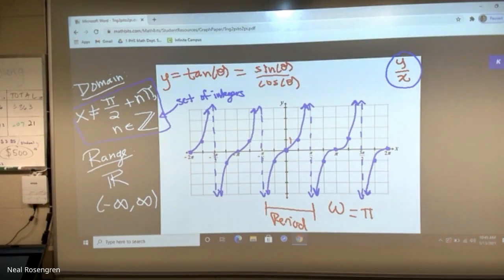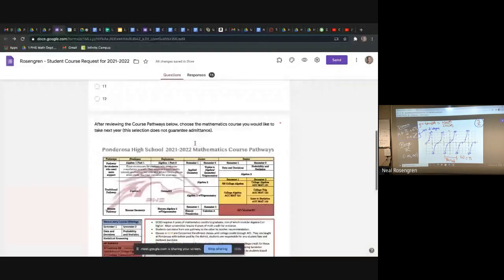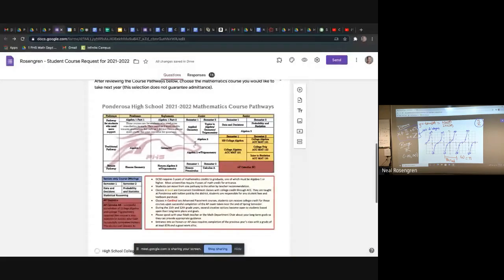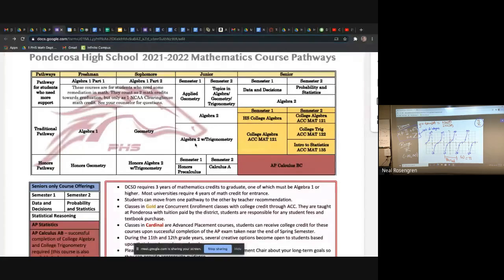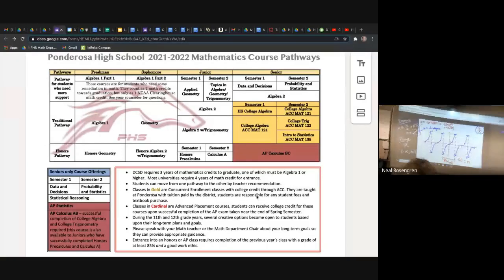I'll just go right to the form itself, okay? I want you to scroll down and look at my screen and look at the pathway for next year, thinking about what your choice might be, okay? I'm going to try to do this in 10 minutes. I'll move the camera down so you can see the top.